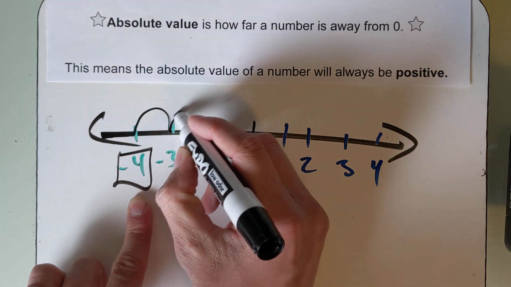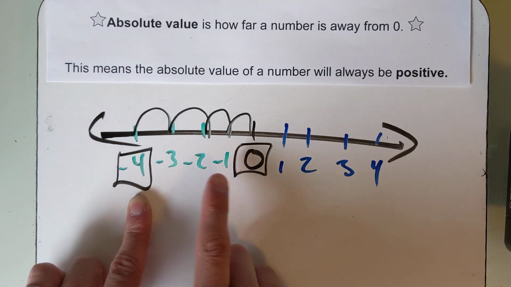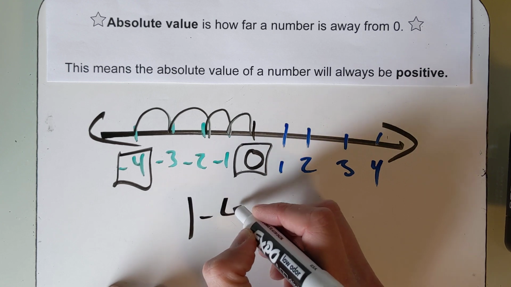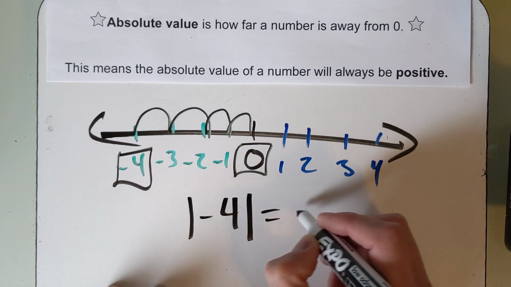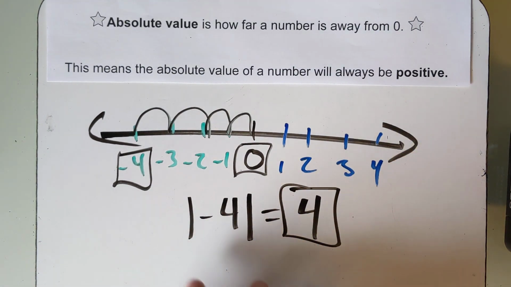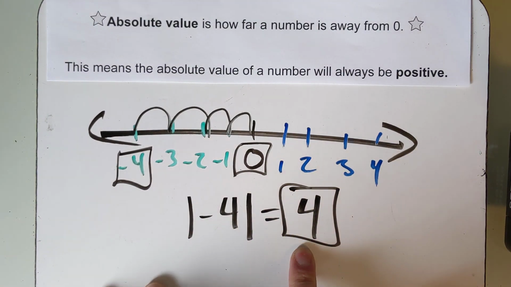So we have 1, 2, 3, 4, meaning that the absolute value of negative 4 is 4, because it's 4 jumps. So we'd write that like this: the absolute value of negative 4 is 4. That's it. And then if you want, you can even put a box around it, but we would not put extra bars like this, because that's just finding the absolute value of whatever number that is. So even if we have a negative number, our answer is positive.